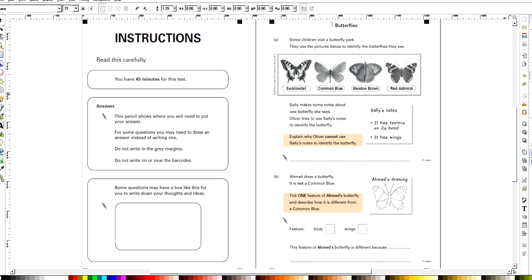Okay, right. So question A. Okay, that's an excellent answer given by over there. All the butterflies that we have above have feelers on their head and they have wings. So that won't really help us to identify it.